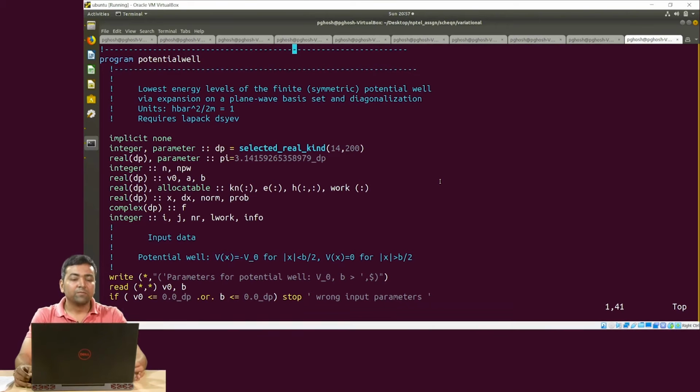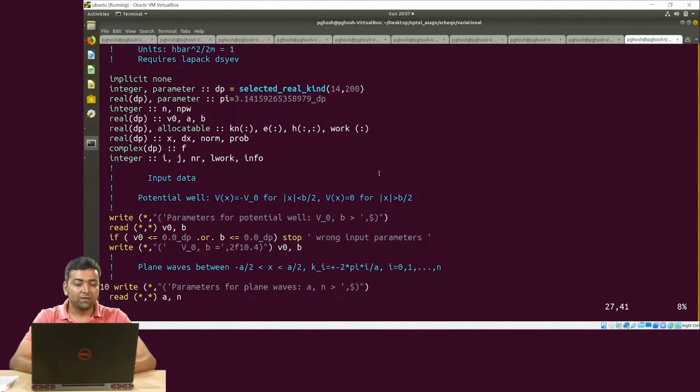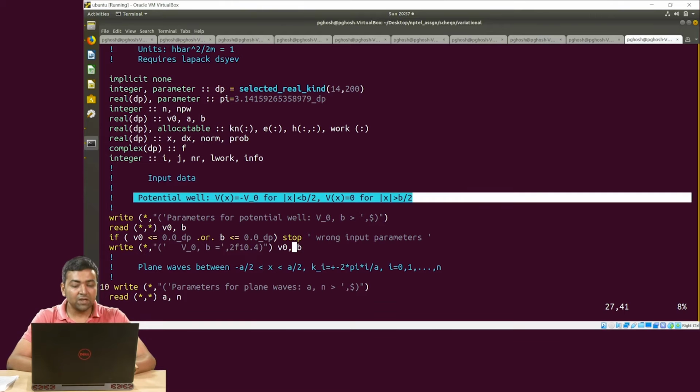So, this program shows us how to use the variational principle to solve the Schrodinger equation for a given potential well. Remember, when we talked about the methodology, towards the end I gave an assignment to compute the eigenvalues and eigenfunctions of the Schrodinger equation when your potential is given by an attractive square well.